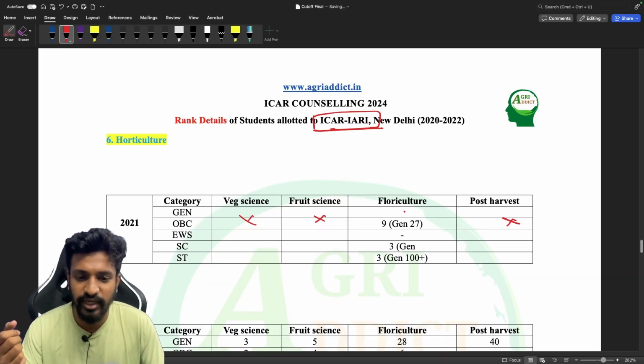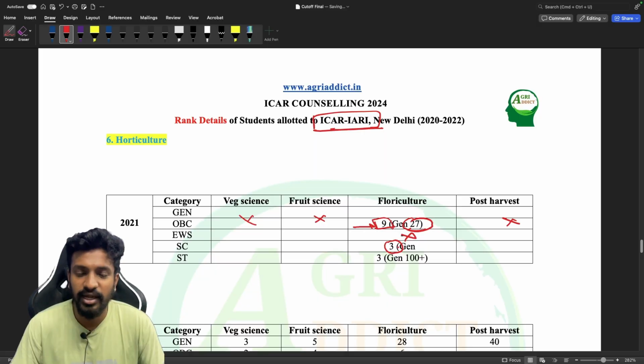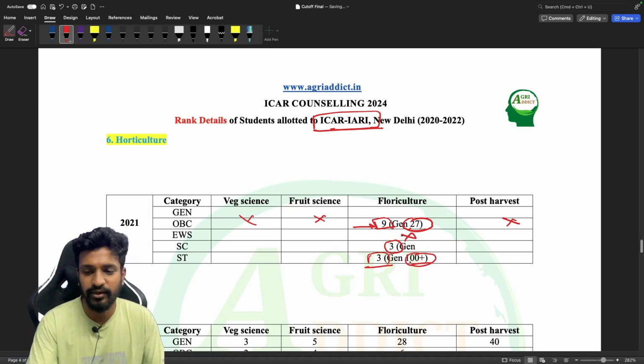For now, we have the details for floriculture. In the OBC category, it was 9. That was the last cutoff rank to which the student was allotted, with a general rank of 27, and there was no seat for EWS. For SC, the rank of 3 got into floriculture, and for ST, the third ranker got the seat, and the rank was 100 plus in the general category for ST.